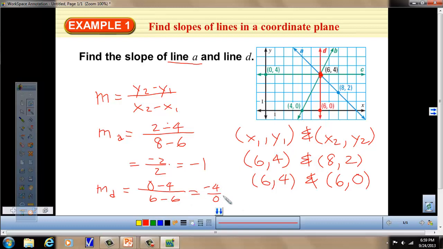Whenever we try to divide something by 0, it's called undefined, so our slope would be undefined as well. And any vertical line, something just to remember, maybe write down, any vertical line will be undefined. So make sure you remember that, write that down somewhere.